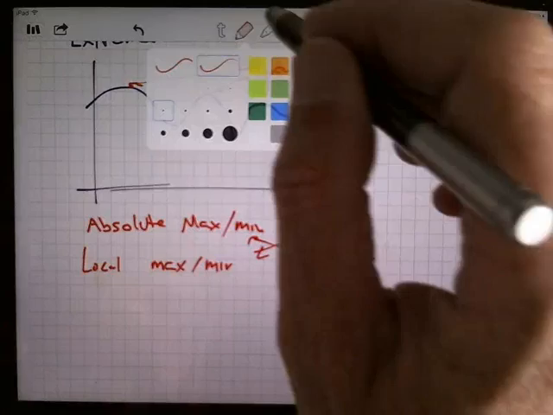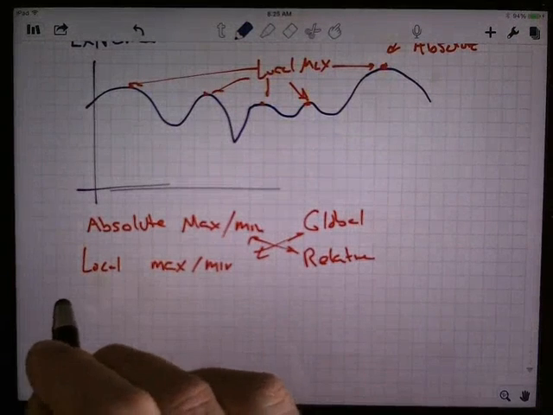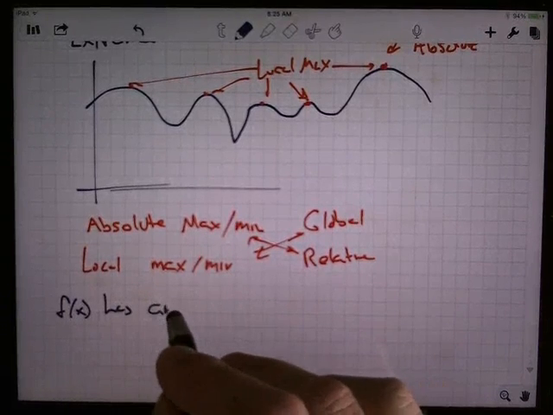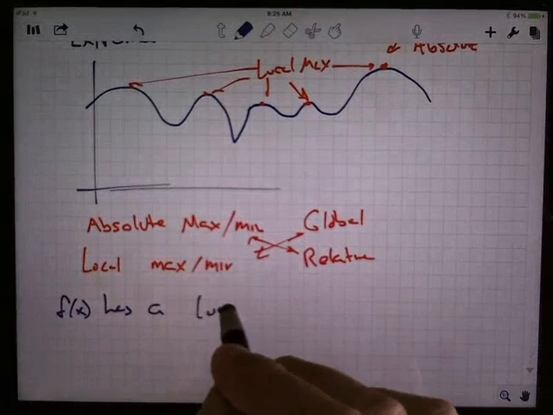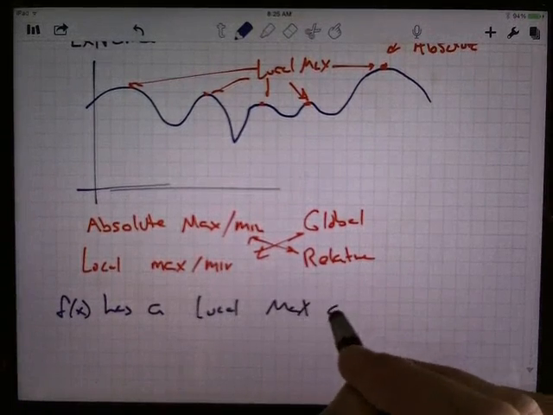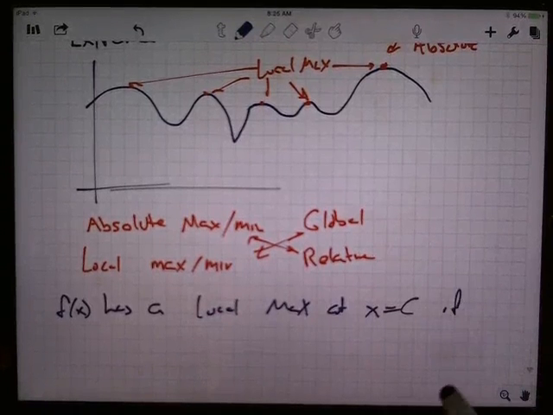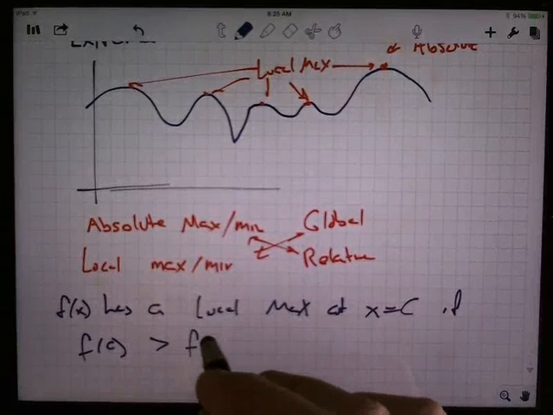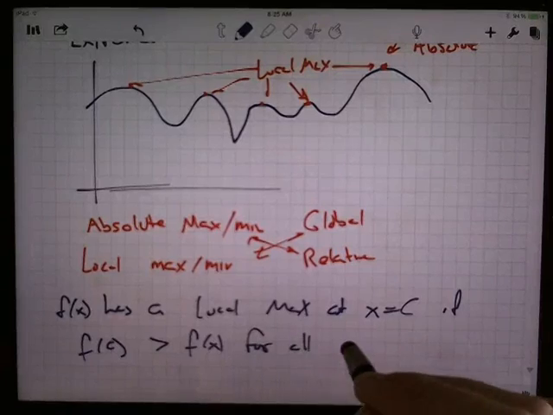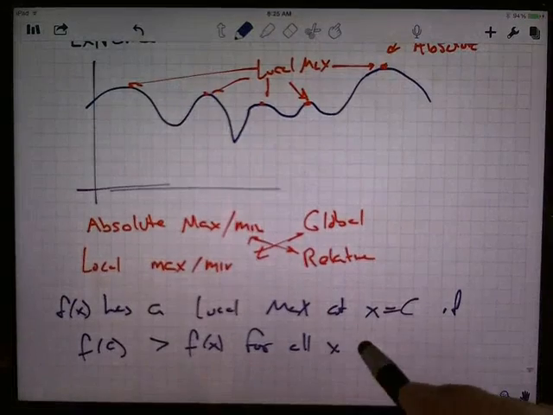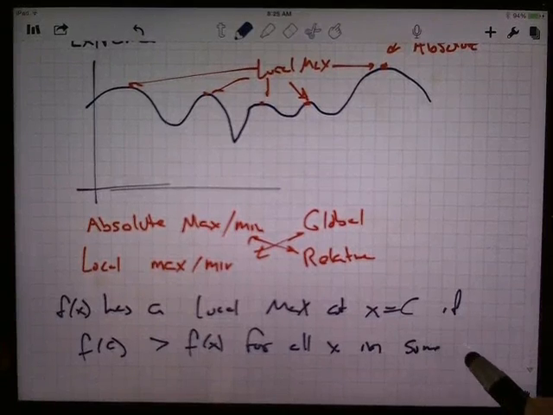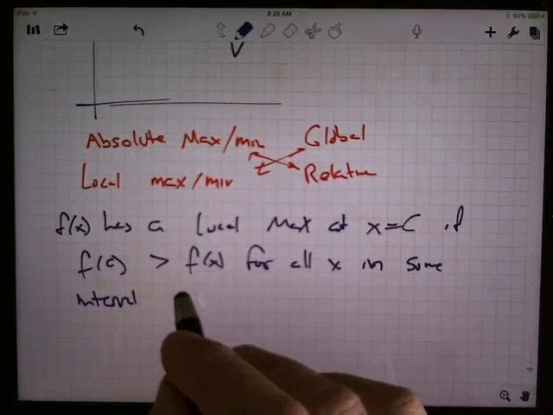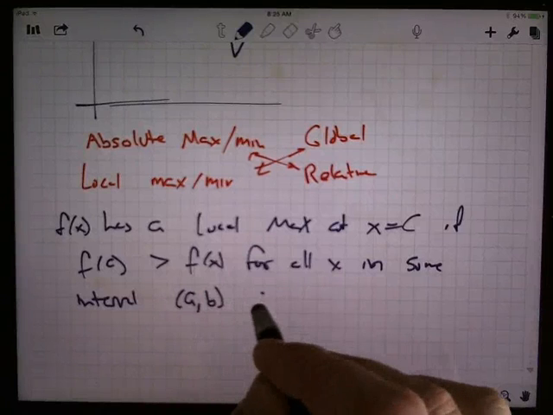So anyway, let's give a definition here of what these are. So f of x has, let's go with local first, a local max at x equals c if f of c is greater than f of x for all x in some open interval a to b containing c.